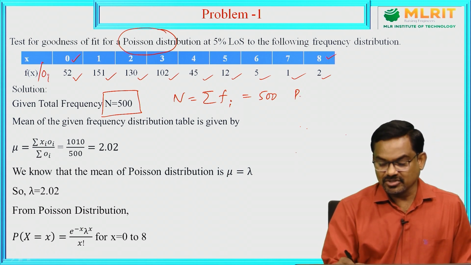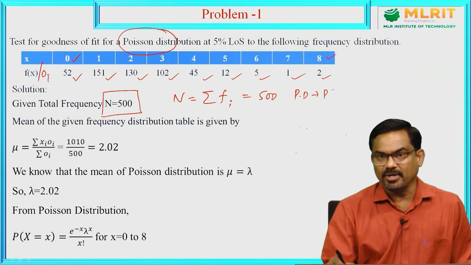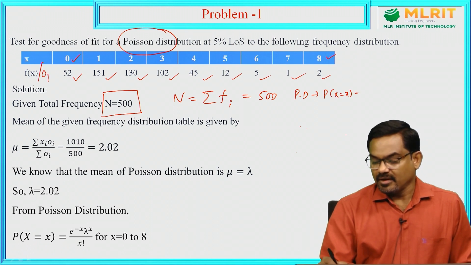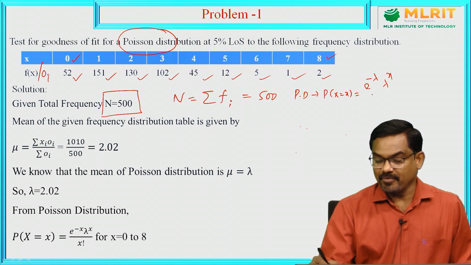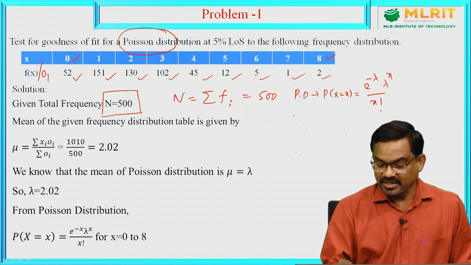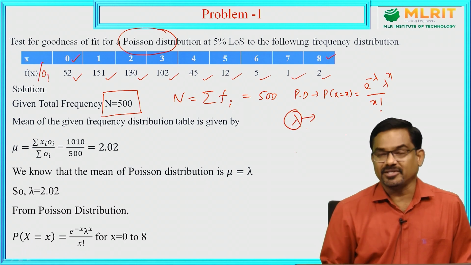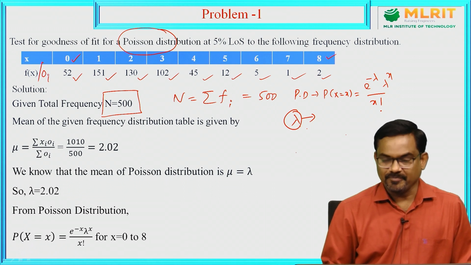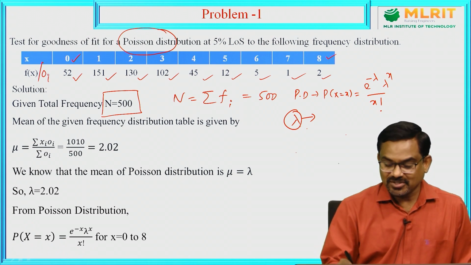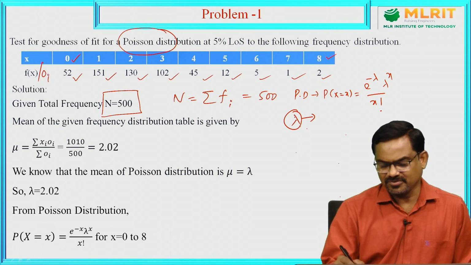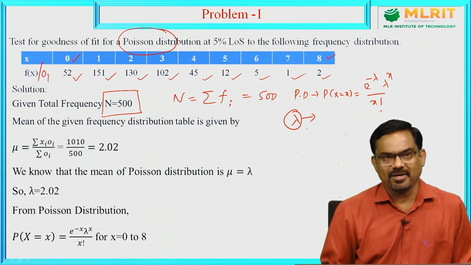In Poisson distribution, what is the formula to find the probability of x successes? e power minus lambda, lambda power x, by x factorial. Here lambda is the only parameter in Poisson distribution. If we have this value of lambda, we can calculate any probability at any value of x. So first we need to find this value of lambda.